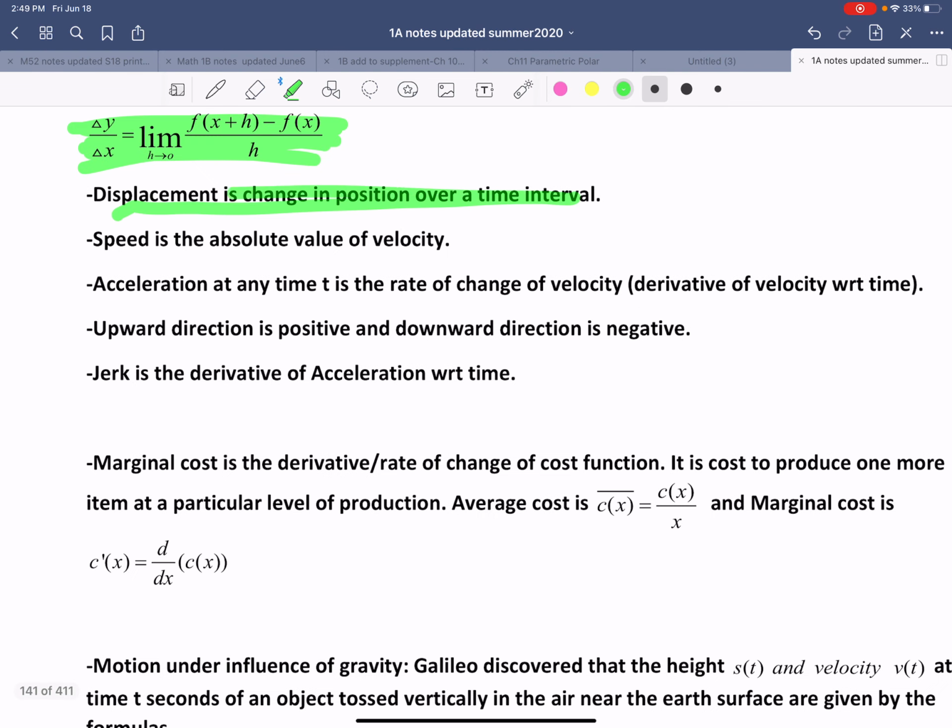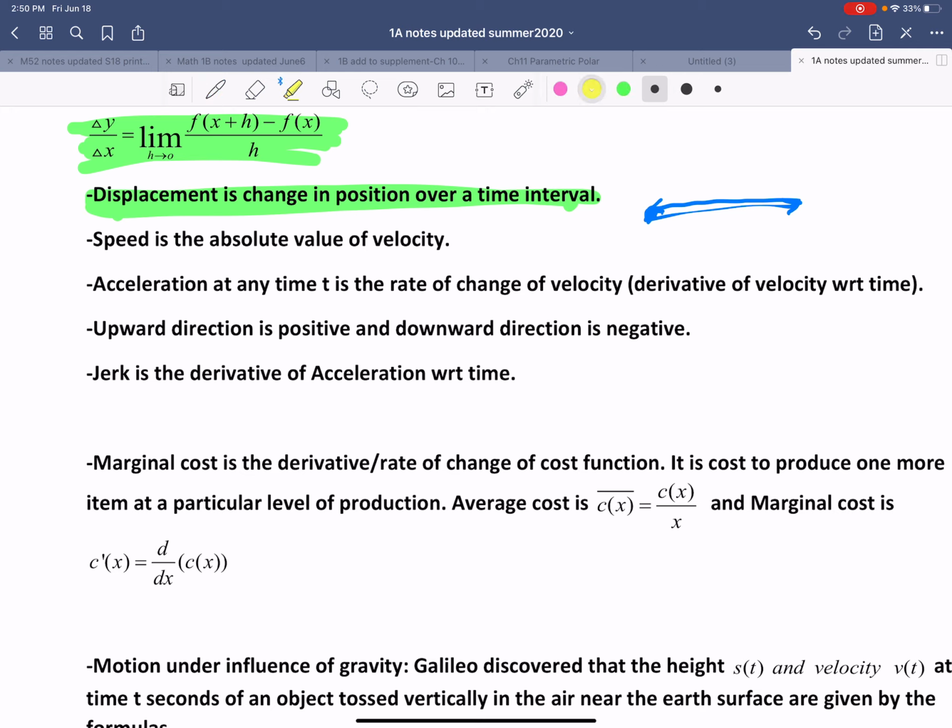Displacement is a change in position over a time interval. Displacement and distance covered are not the same. So if I go from my house to Yuba College and then come back to my house, and I check my position again, my displacement would be 0 because I didn't really move from my position, but I do have some distance covered. I covered some distance, but my displacement will be 0 in that case.